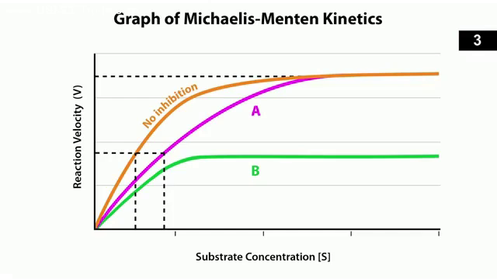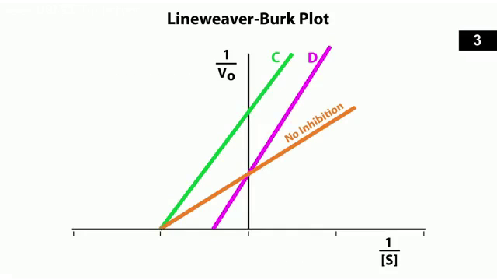Then on the graphs with the inhibitors, A is a competitive inhibitor, where you're increasing Km, but Vmax is unchanged. And B is a non-competitive inhibitor, where Vmax is decreased. Then on the Lineweaver-Burk plot, C is a non-competitive inhibitor, where Vmax is lower, so the y-intercept is moved up. And D is a competitive inhibitor, where you're changing Km.